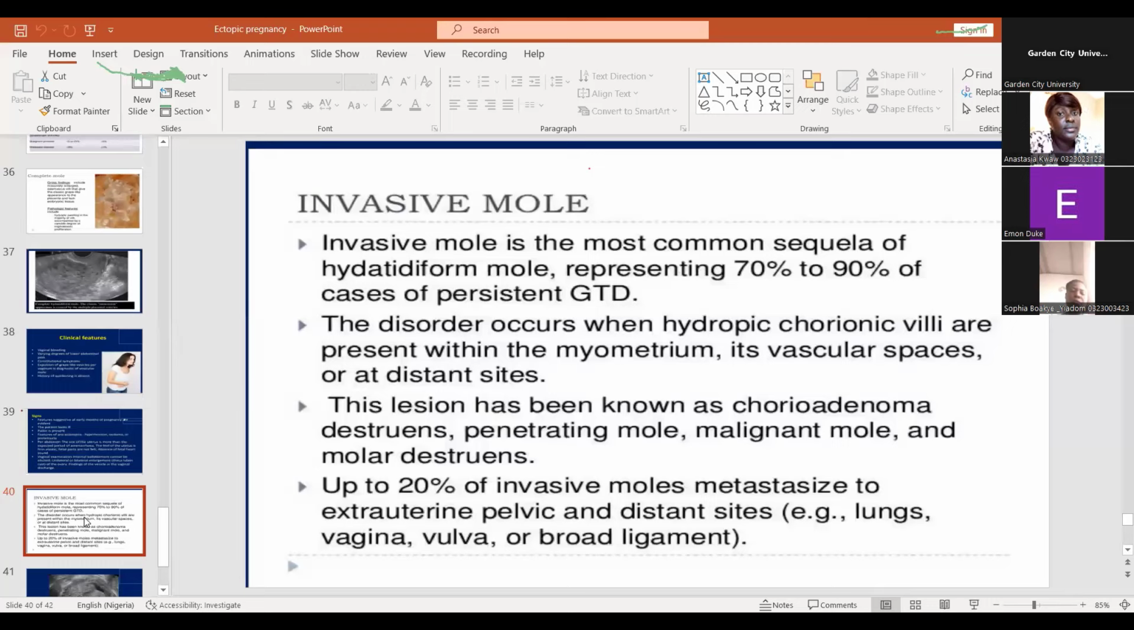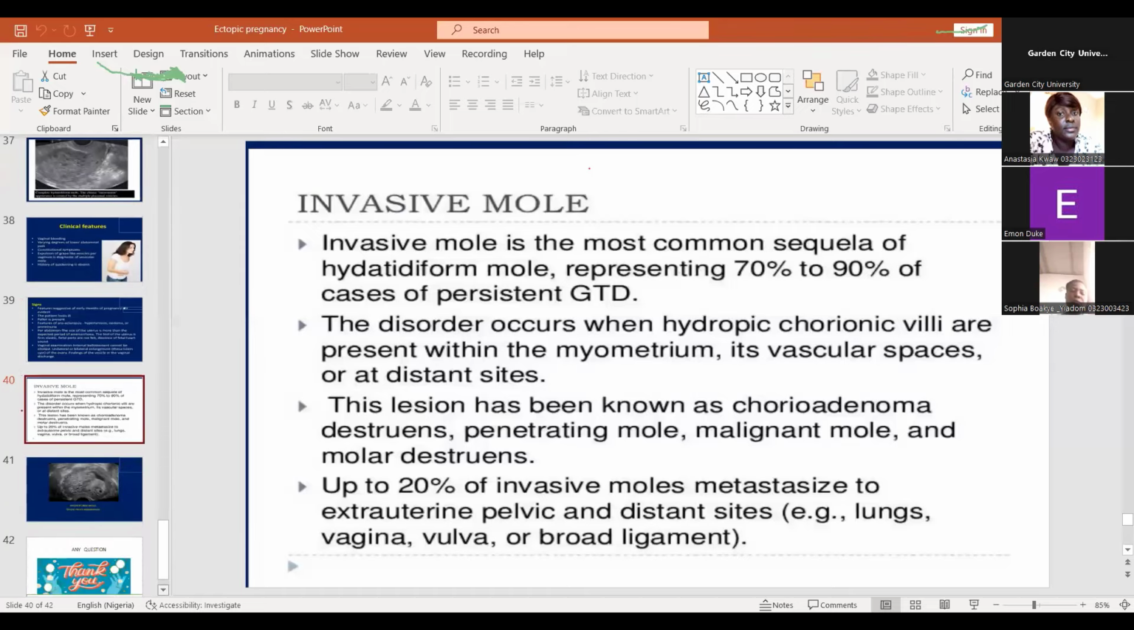We are told that up to 20% of invasive moles metastasize. Where do they metastasize to? They metastasize to extrauterine, pelvic, and distant sites. So they come out of the pelvis or whatever site they are seen. You have like the lungs, you have like the vagina, you have like the vulva, the broad ligaments. In other words, wherever they are, they just begin to migrate and metastasize. They increase in size and they cover up other areas. Malignancy is not the best.